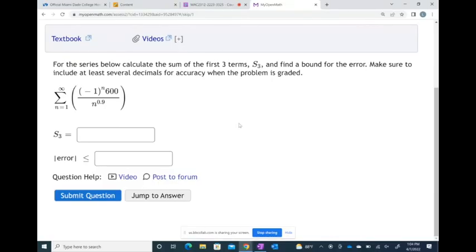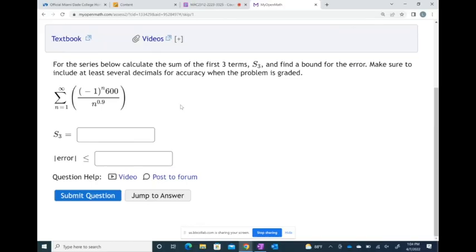Because this series converges, we can use the remainder theorem. So let's go ahead and do that. Let's compute S3. S3 is the sum of the first 3 terms. We begin with something negative, right? So negative a1 plus a2 minus a3. Let's compute that and put it here on the board. So S3 is going to be minus a1 plus a2 minus a3.